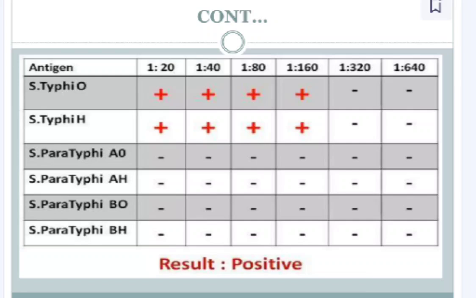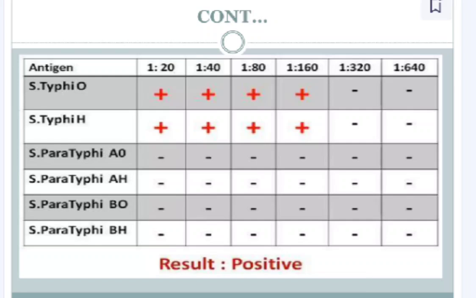Now if you ask how do we interpret whether the result is positive or negative, then the titer values 1:20, 1:40, 1:80 are less important and don't hold any importance for the interpretation. But if the titer value is 1:160 or greater and they are positive, they represent a positive Widal test. So in this report, the titer value 1:160 is positive for the Salmonella typhi O antigen and Salmonella typhi H antigen.